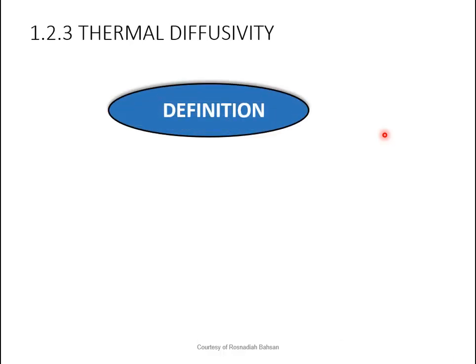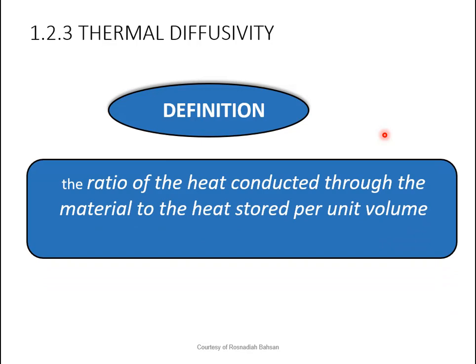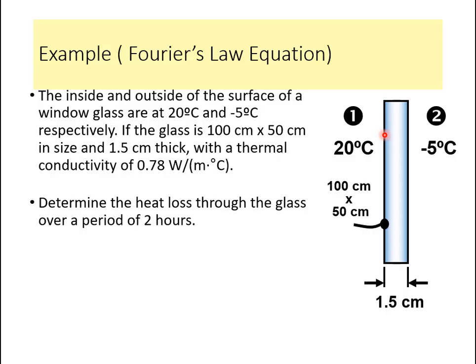There is another term known as alpha, the thermal diffusivity in conduction. What is alpha, or thermal diffusivity? It is the ratio of the heat conducted through the material to the heat stored per unit volume. In other words, thermal diffusivity is a measure of how fast heat is transferred through that particular material.